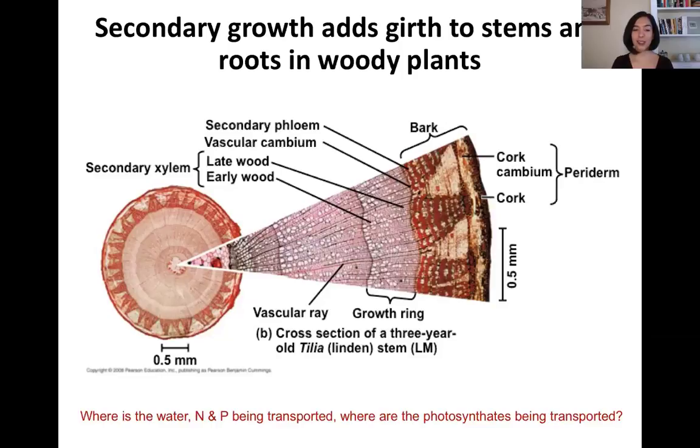I want to ask you this question. Where are the water, nitrogen, and phosphorus being transported? And where are the photosynthates being transported? So the water and nitrogen, phosphorus, and other minerals are being transported through the xylem. So right here, all of this xylem is being used to transport the water and some minerals. In contrast, the photosynthates are being transported through the phloem. So right here, this secondary phloem is being used to transport the photosynthates.